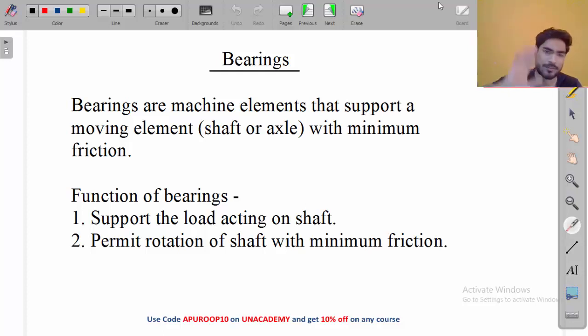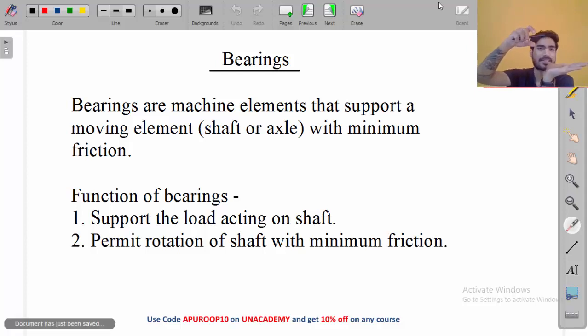So shafts and axles, these are rotating elements, and in order to support these elements, we need bearings. Now, why bearings, my friend? Why do we need bearings in order to support the rotating element? See, if the element is rotating and you put it on a static surface, a fixed support, there will be relative motion between the shaft and this support.